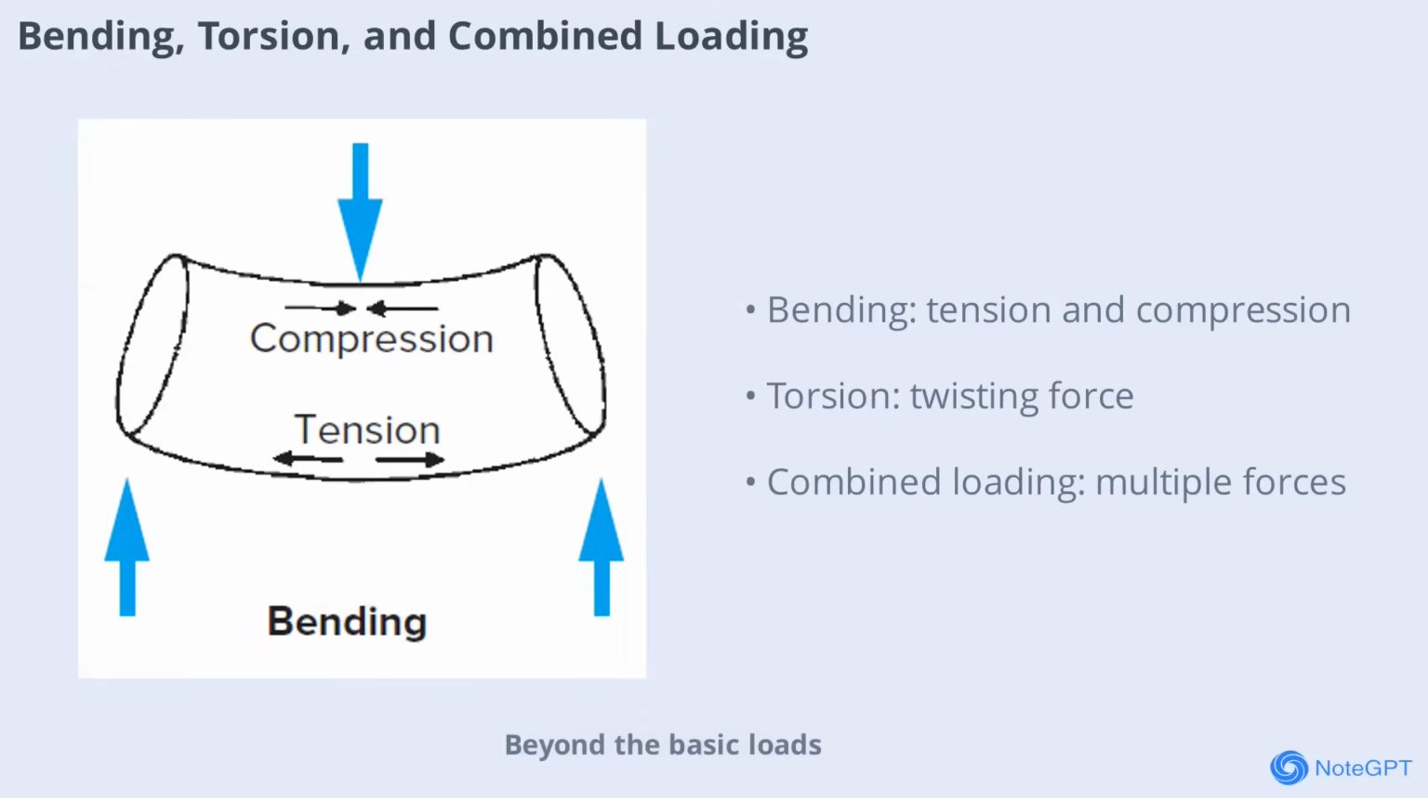Beyond the basic loads, the human body also experiences more complex forces like bending, torsion, and combined loading. Bending occurs when there's asymmetric loading, producing tension on one side of a bone and compression on the other. Torsion is a twisting force around the body's longitudinal axis, like when you wring out a towel or twist your ankle. Most real-life movements involve combined loading, where more than one type of force acts at the same time.